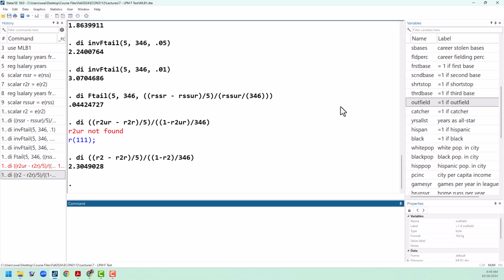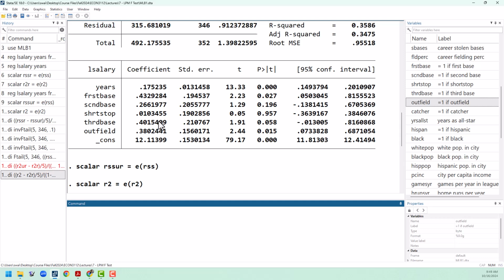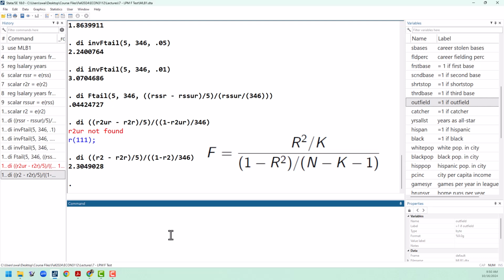The last thing that I want to do is calculate our F statistic for overall significance. This tests the joint significance of every variable that is in our regression. So that's our 5 fielding positions and also years. To do that, we're going to use the formula R squared over k on top, divided by 1 minus R squared divided by degrees of freedom on the bottom. So we're going to take the R squared, which I already saved as r2, divide by k, the number of variables in our regression, which is 6, divide that by 1 minus the R squared.